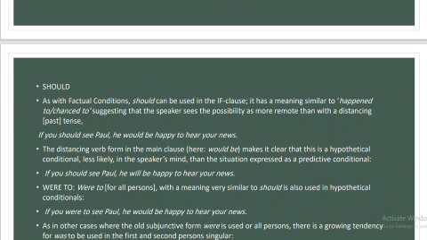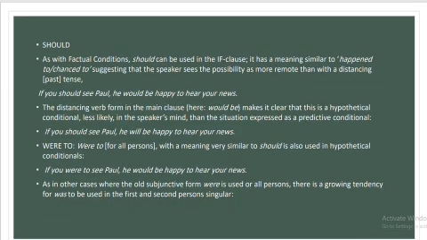Here I'm going to talk about should. As with factual conditionals, should can be used in the if clause. It has a meaning similar to happen to or chance to, suggesting that the speaker sees the possibility as more remote than with the distancing related to past tense.